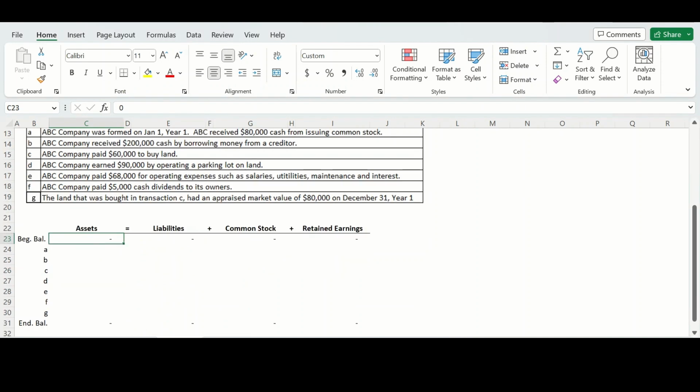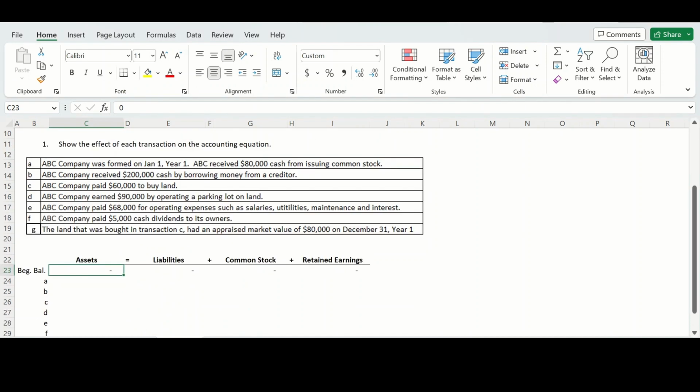So in letter A, we see the company being formed on January 1, year 1, and ABC received $80,000 of cash from issuing common stock. Well, let's take the first piece. The company was formed on January 1, year 1. So we have to start with a beginning balance for this company. So we're starting at 0 across the board. The company didn't start with any assets, liabilities, common stock, or retained earnings.